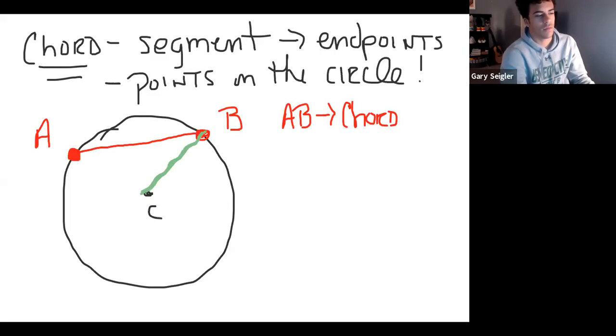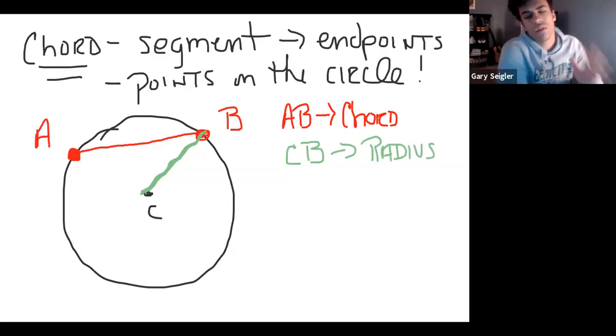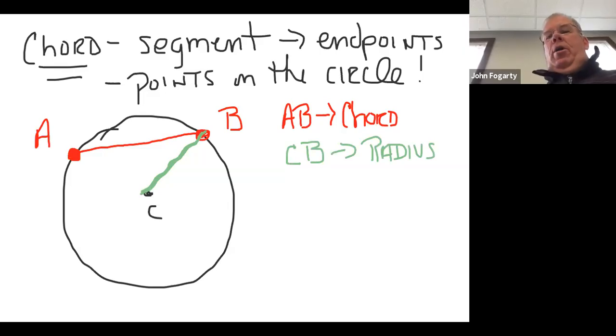Now, Gary, what would I call that segment right there? CB, right? But what is it called? Radius. Yeah, it's a radius. Very good. Makes sense? Yes, no, maybe? All righty. So everybody's following this, right? Let me get rid of that radius.